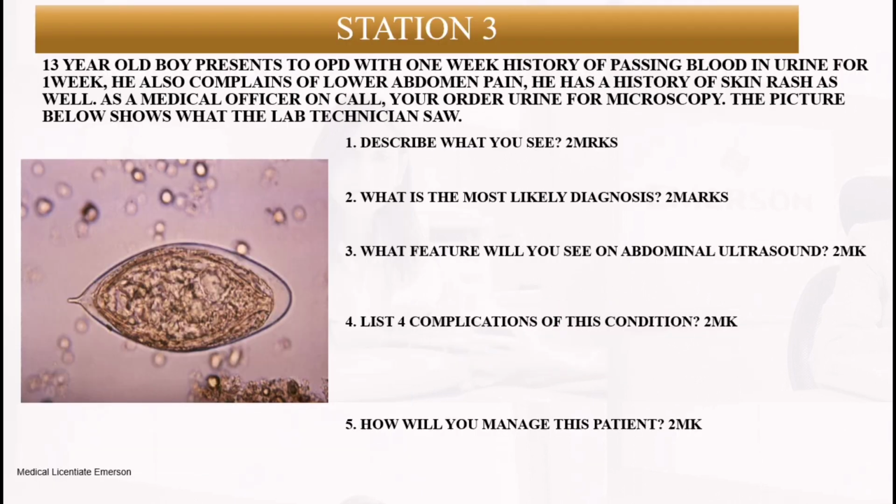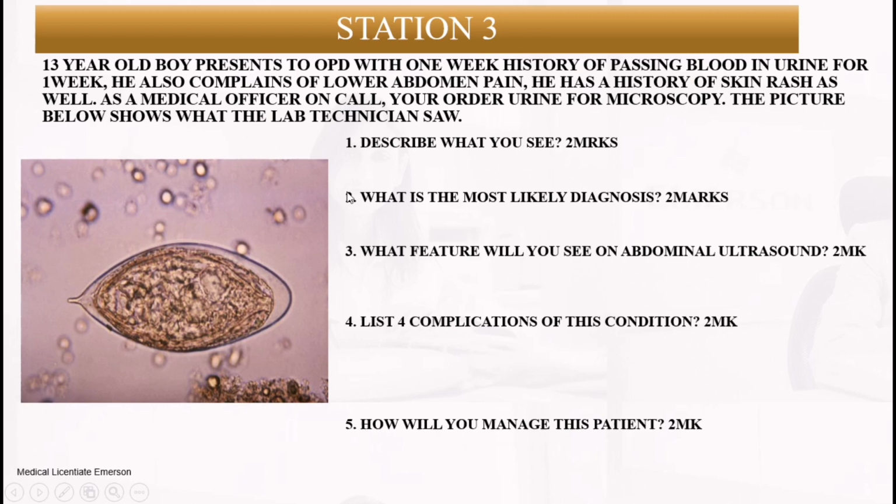So station 3. A 13-year-old boy presents to OPD with 1 week history of passing blood in urine. He also complains of lower abdominal pain. He has a history of skin rash as well. Then, as a medical officer on call, you order urine for microscopy. Then the picture below shows what the lab technician saw. Question 1, describe what you see. Question 2, what is the most likely diagnosis? Question 3, what feature will you see on abdominal ultrasound? Question 4, list 4 complications of this condition. Question 5, how will you manage this patient?